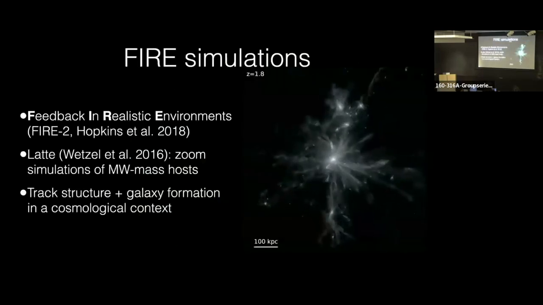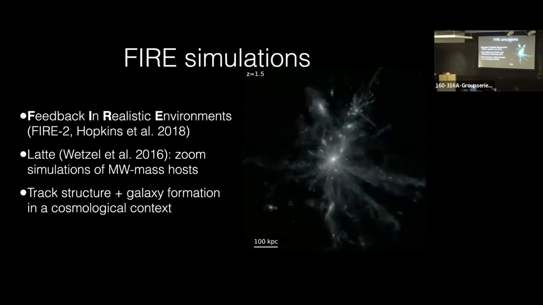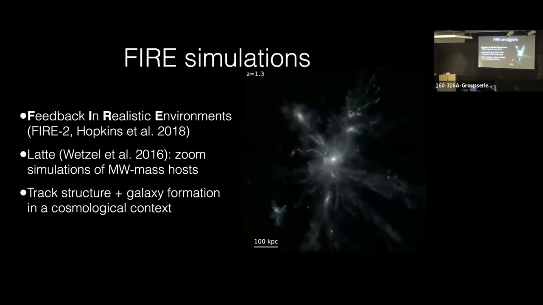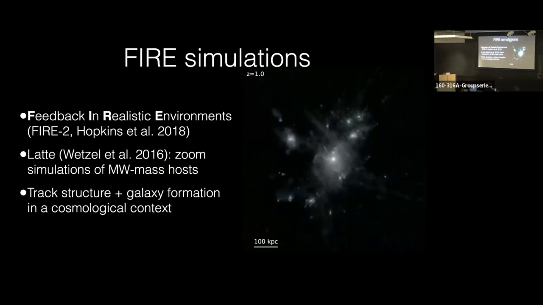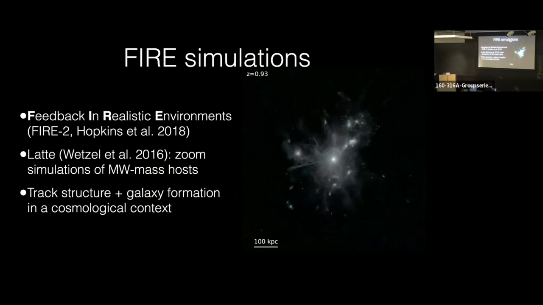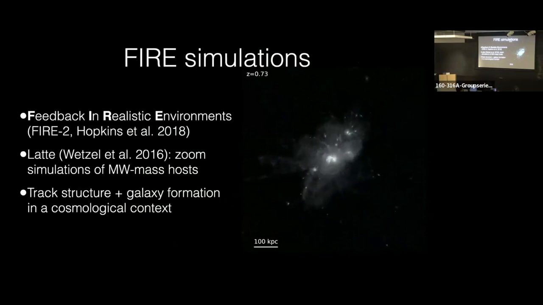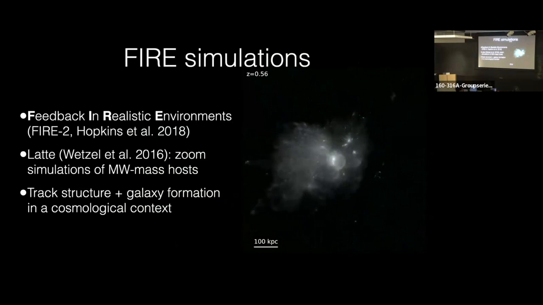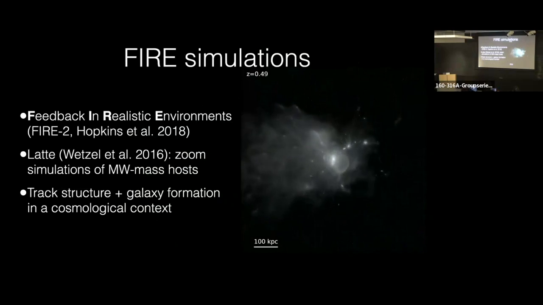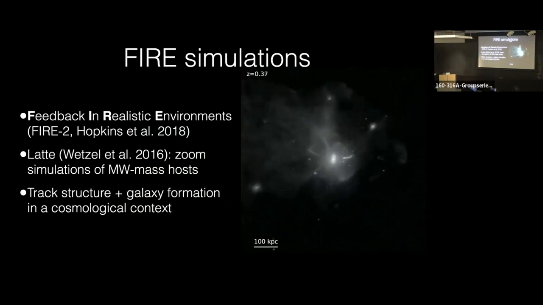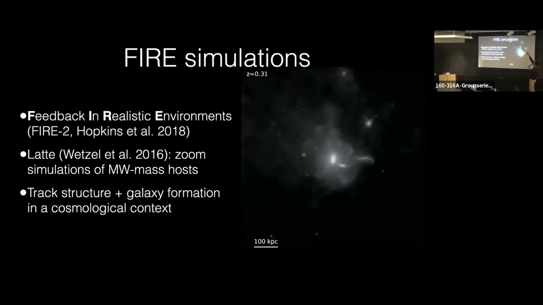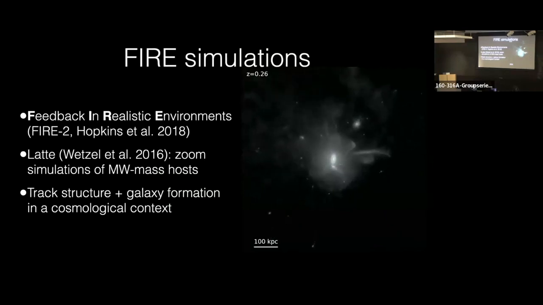So to do this, we use the FIRE simulations, feedback in realistic environments, and particularly a suite called Latte, which are zoom simulations of Milky Way mass hosts. There's a lot of things you could say about FIRE, but for the purposes of this work, these simulations track structure and galaxy formation in a fully cosmological context. I think at one point I used to know which one was the LMC analog here. I think it's this guy, but I might be wrong.